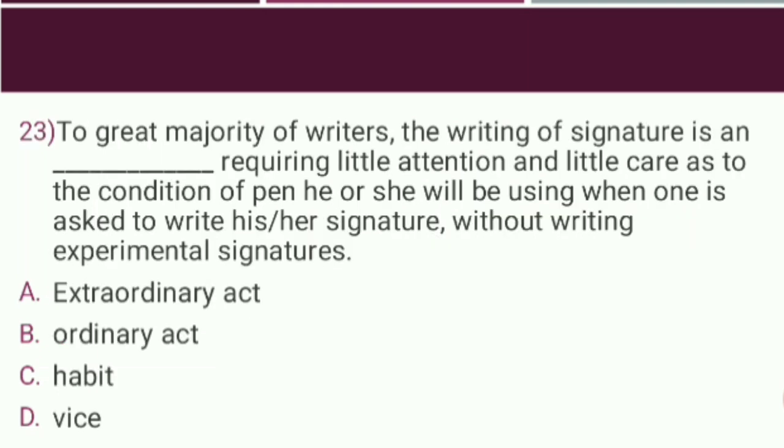23. To the great majority of writers, the writing of signature is a blank requiring little attention and little care as to the condition of pen he or she will be using when one is asked to write his or her signature without writing experimental signatures. A. Extraordinary act. B. Ordinary act. Letter C. Habit. Or letter D. Vice.